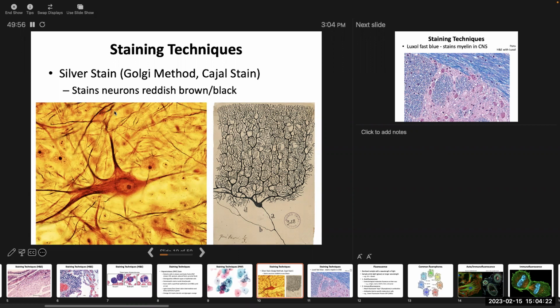An important person in the history of scientific illustration, as well as being an important person in the history of neuroscience. Okay, all right, so that's the silver staining method, used for looking at neurons, especially in the central nervous system.